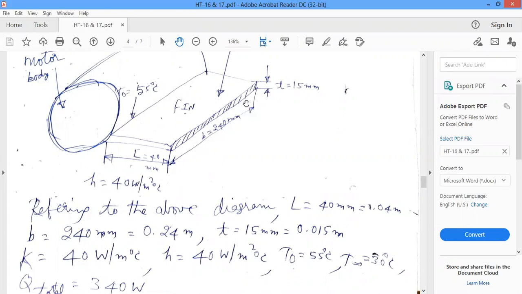When compared with the width of the pin, that is 240 mm, the length of the pin is very less when compared with width. That's why this comes under the short pin case. 40 mm, this is 240 mm. So you can take it as a short pin.